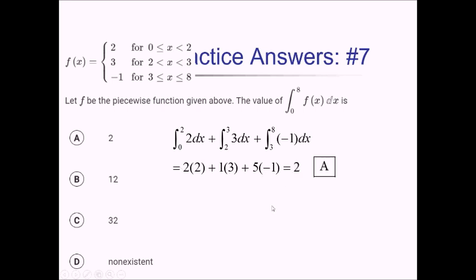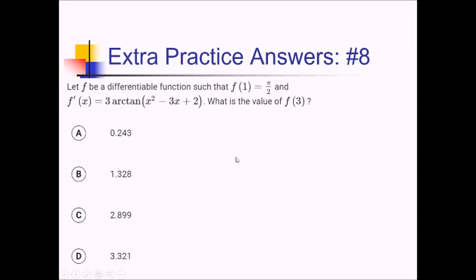Choice A. On this problem, we have a differentiable function f such that f of 1 is pi over 2 and f prime equals this craziness. We want the value of f of 3. So f of 3 is going to equal this value at 1, namely pi over 2, plus the total change in the function between x equals 1 and 3. To get that total change, we're just going to add the integral from 1 to 3 of f prime, the rate of change. And let's just do that on the calculator now, because we can.